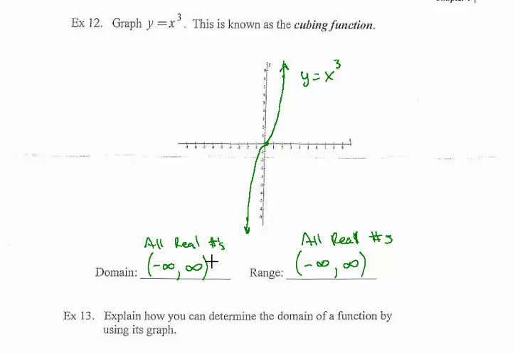Okay, so you can write it out in words, or you can put the ordered pair with negative and positive infinity. So practically, what this means is we can put any number in that we want, and we can get any number that we want out of it. All right.